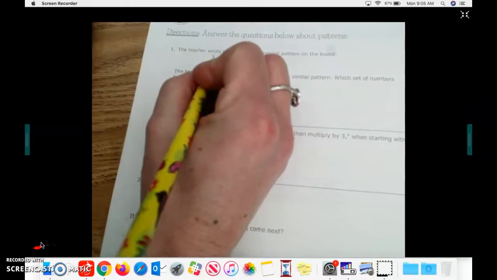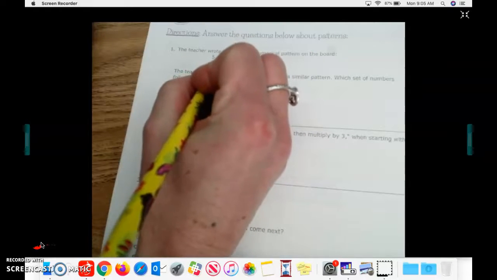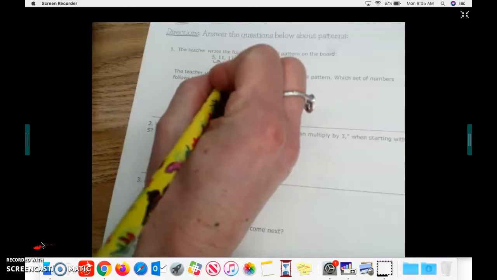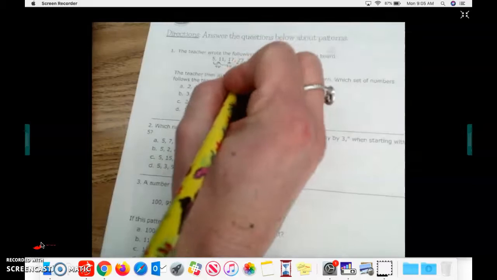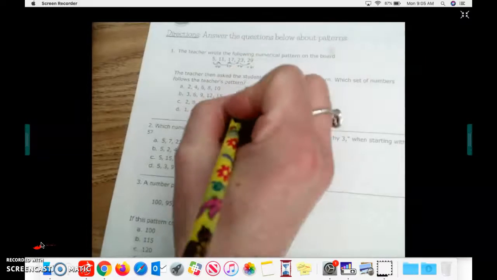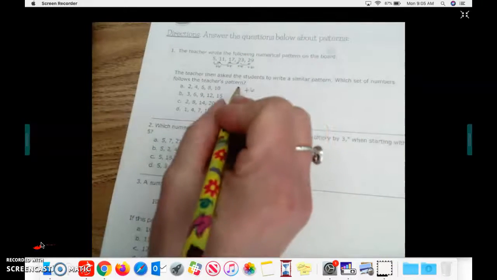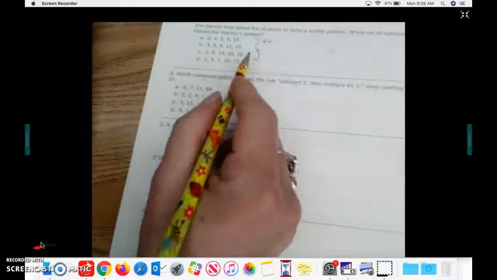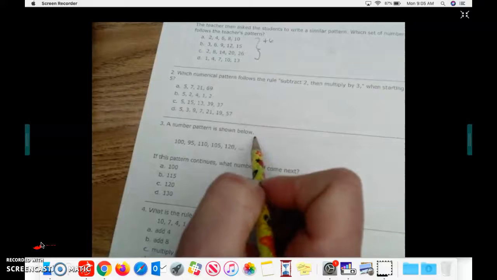So you might just try one. So I'm thinking, okay, if I add 6, I get 11, so that one works. Does that same rule work here? That works. That works. And that works. So then I'm looking for a pattern where they add 6 each time. Okay? And then if you try a strategy and it doesn't work, then you'll need to move on to a different one.